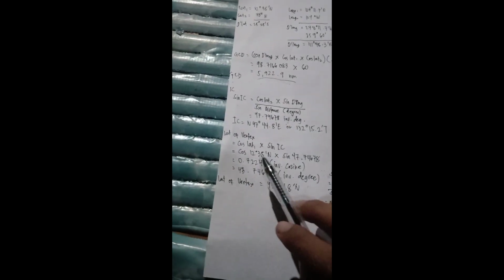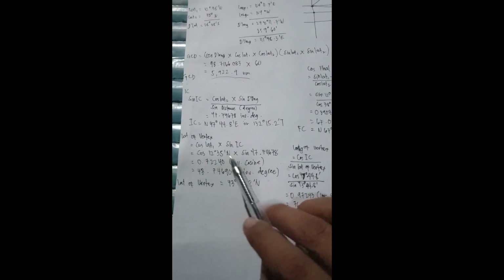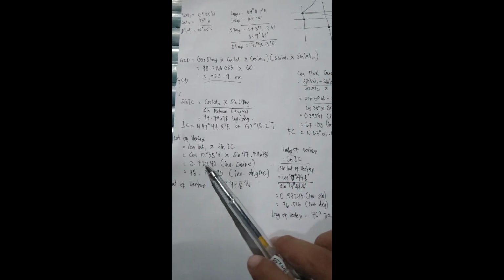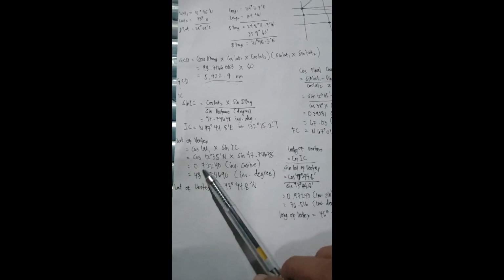Next is the solving of the latitude of vertex, and the formula is cosine latitude 1 times sine initial course. The initial course is right over here, this one. So we take cosine latitude 1 here at the top, and we multiply it by sine initial course, which is 47.74678. And we have now the answer.